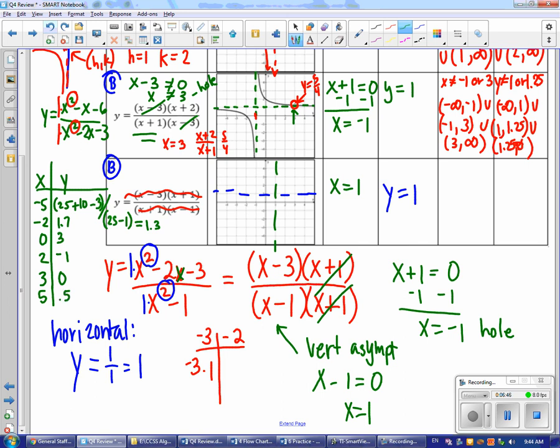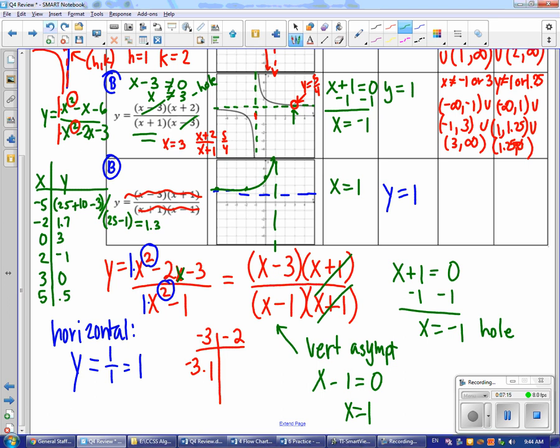So if I start to graph these, at -5, my point is going to be at about 1.3, which is going to be about right here. At -2, I'm going to have a point at 1.7. It's going to be about right here. At 0, I'll be at 3. So you can see now that this graph is going to be a curve that kind of increases. So I'm just going to kind of sketch it right here. It's going to increase toward that vertical asymptote.